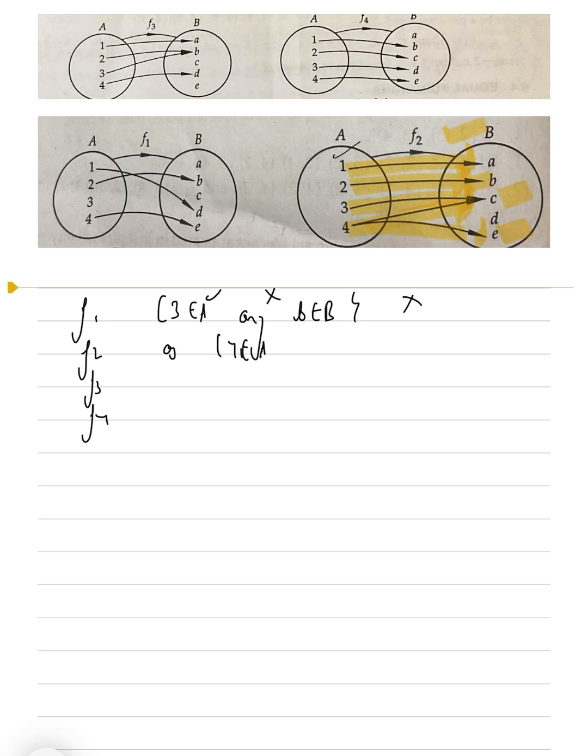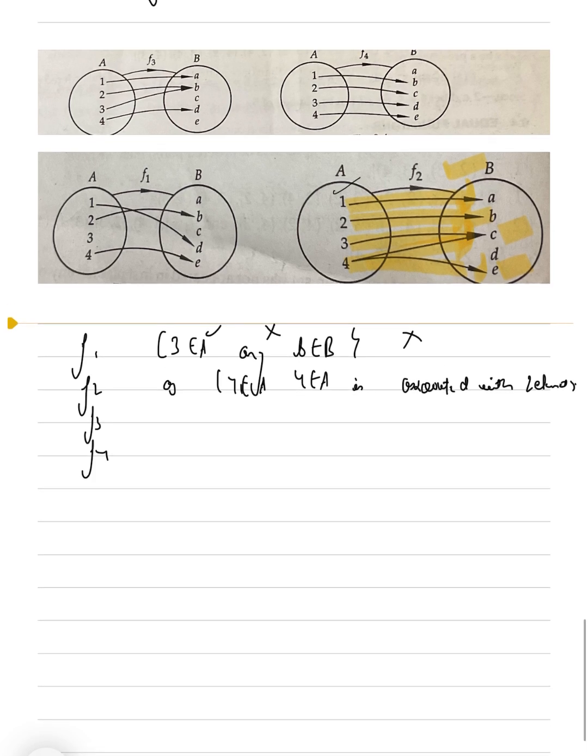So F2 is again not a function. Why? Because you can clearly see that 4 belongs to A and is associated with 2 elements. I told you that this must be unique. So F1 and F2 both are not functions.